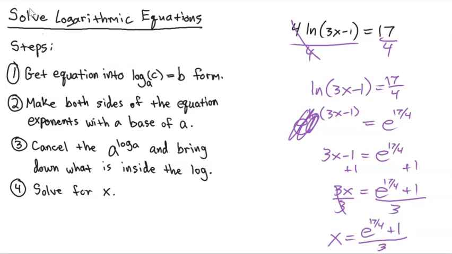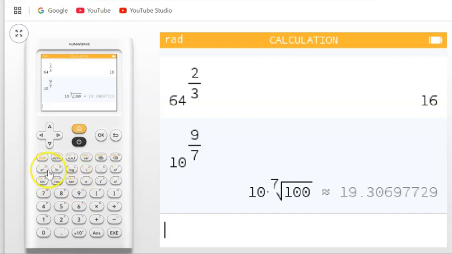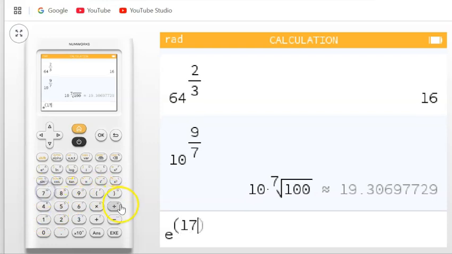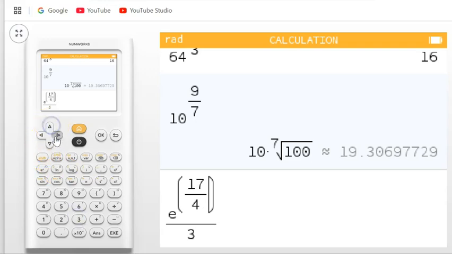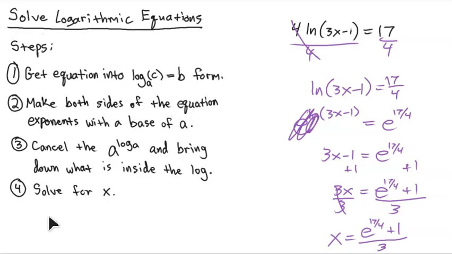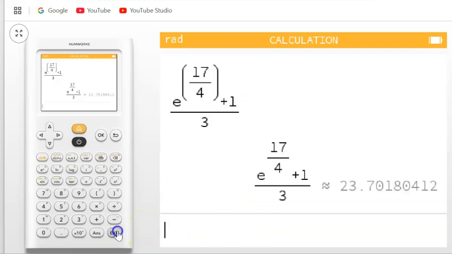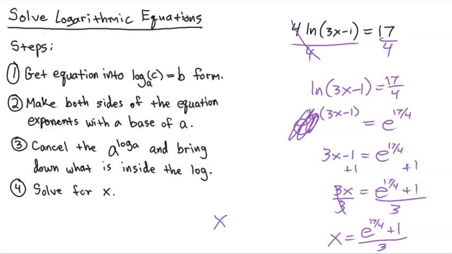We can put this into the calculator. All right, so we'll do e to the power of, let's put parentheses around it, 17 over 4, there we go. Then we're going to wind up dividing that by 3. We want 3 in the denominator, but let's go back up and we'll put our plus 1. Is that what it is, plus 1? Yeah, e to the 17 over 4 plus 1 over 3. And so that's what we have here. And then we just hit enter, and we get 23.702. So this is x is equal to 23.702. Okay? All right, let's try another example.